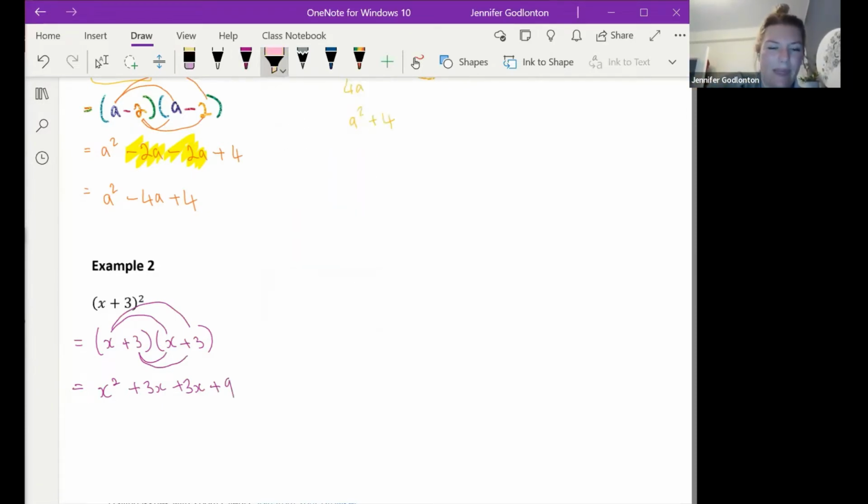Ma'am, now you look for the like terms. Good. So what's my final answer? X squared plus 6x plus 9. Beautiful. Well done. Excellent. 100%. And that was so beautifully explained and spoken through. How are we feeling with this so far, guys?